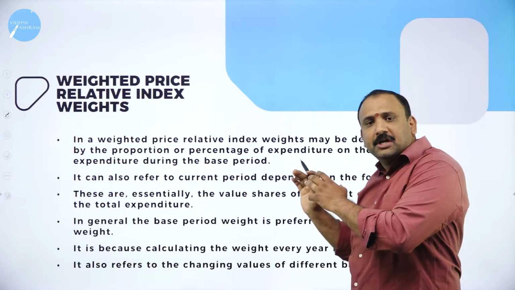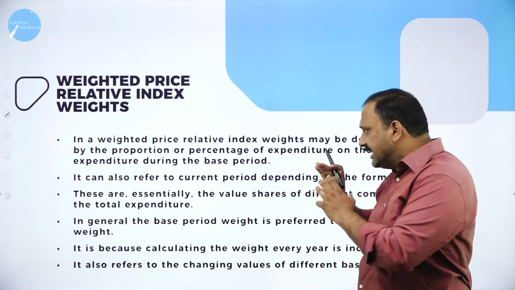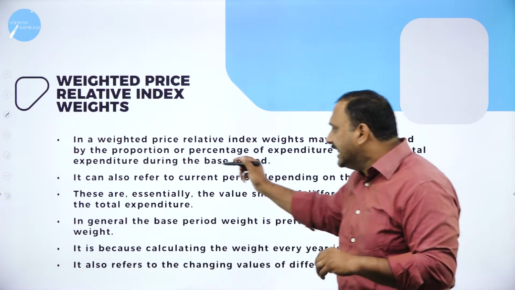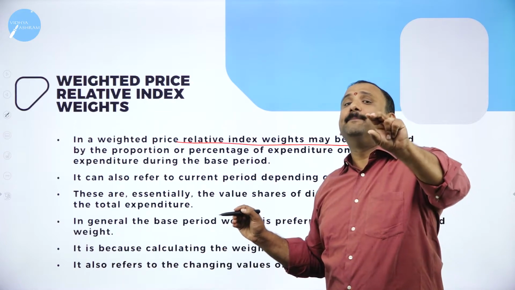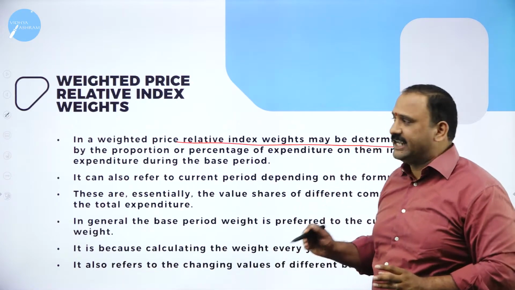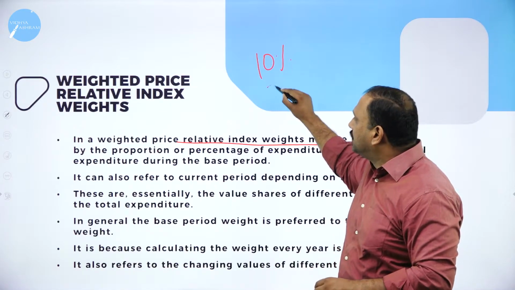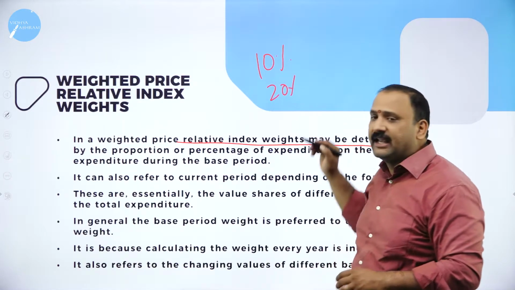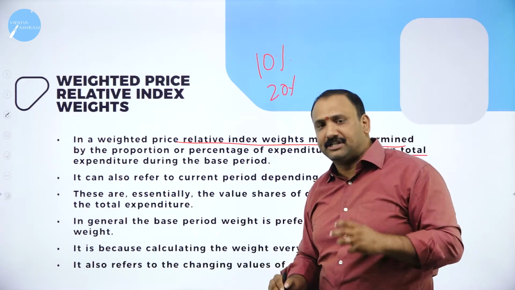The word might appear to be complex, but it's very, very easy. Why? Because in the weighted price relative index, weights may be determined in proportion or in percentage. So when I use the word proportion or percentage, let's say 10%, 20%, I'm using this in terms of the total expenditure.